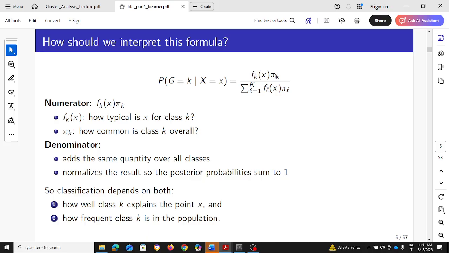and so this tells you how common this new value is to this class, or how common values we have in this class, okay. And density tells you how typical x is.